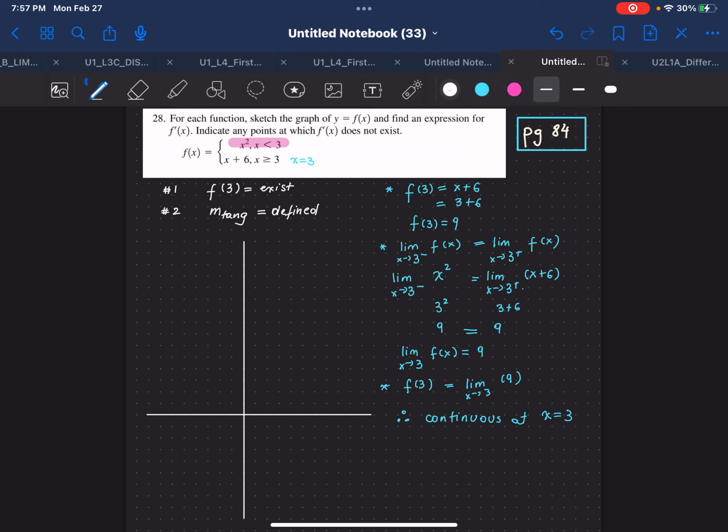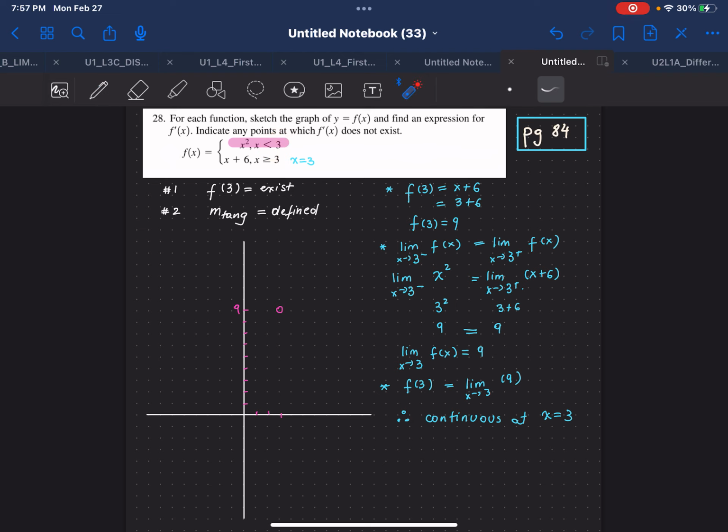Would be the function y equals x squared. At x equals 3, we'll have the value of y equal to 9. So 3, 4, 5, 6, 7, 8, 9. So (3, 9) will be an empty circle, obviously, because x equals 3 is not part of the first piece.